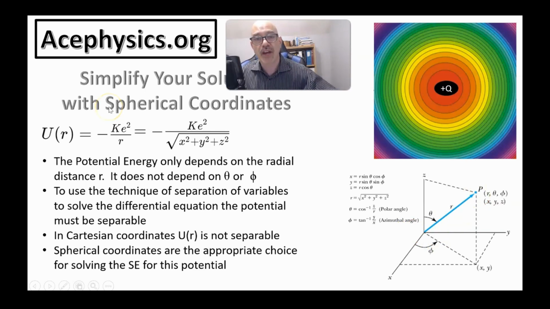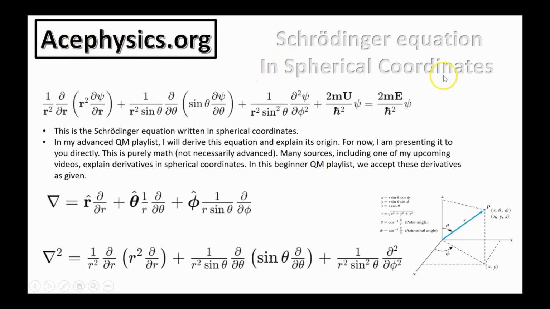The potential only depends on r, and you have some sort of symmetry in the radial direction. What you would want to do is use these spherical coordinates. This is the Schrödinger equation written in spherical coordinates. Let's go. Wow, isn't that beautiful?